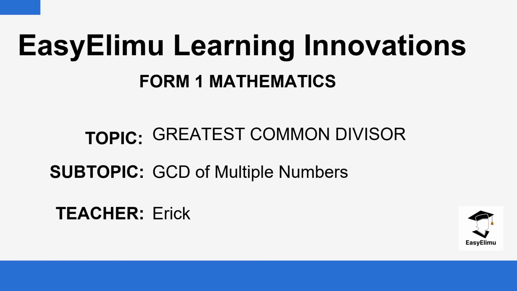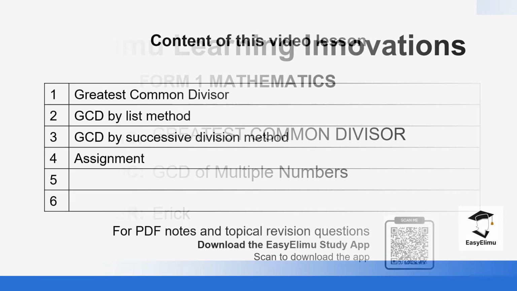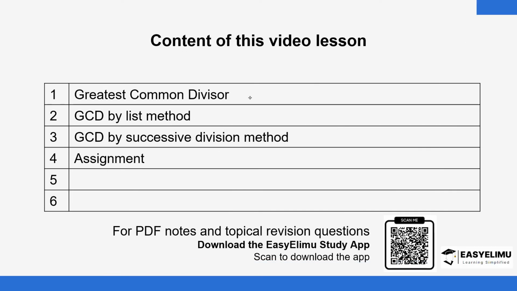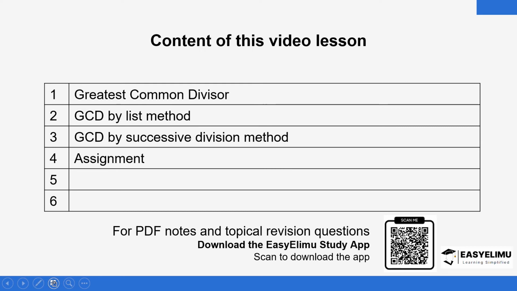My name is Eric. I'll be taking you through the topic Greatest Common Divisor, and we'll be looking at the GCD of multiple numbers. So we will look at basically the meaning of GCD. And we'll look at one of the methods of finding the GCD of numbers called the listing method. And then we'll also look at another method of finding the GCD of numbers called the successive division method.